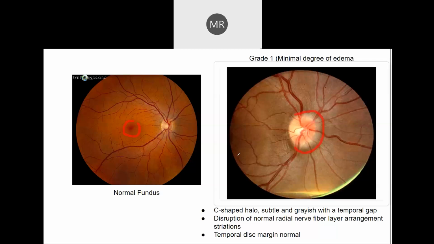margin of the optic disc as well. Okay. So dia tak full kan. So dia just C-shape halo. So this is grade 1. So that's why the temporal disc margin is still normal lah. Sebab dia tak ada macam halo tu yang keluar-keluar hitam. And there's going to be also a disruption of normal radial fiber-like arrangement.